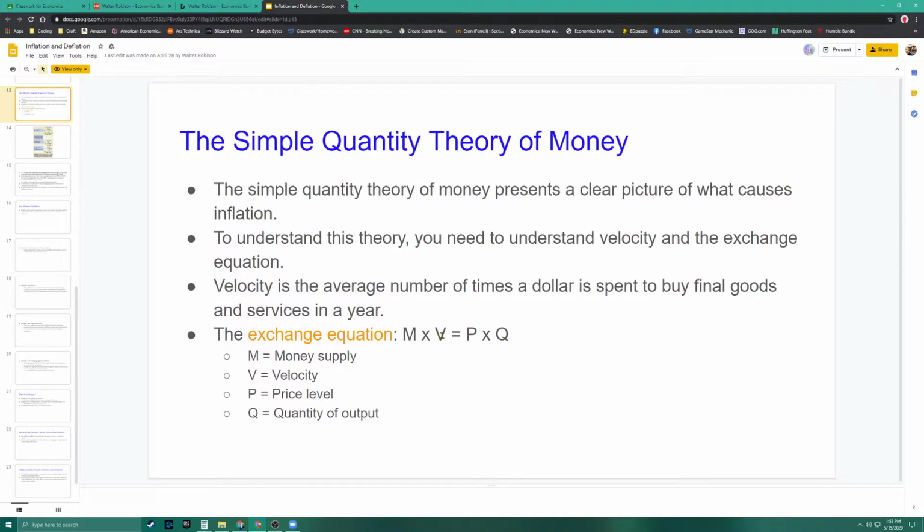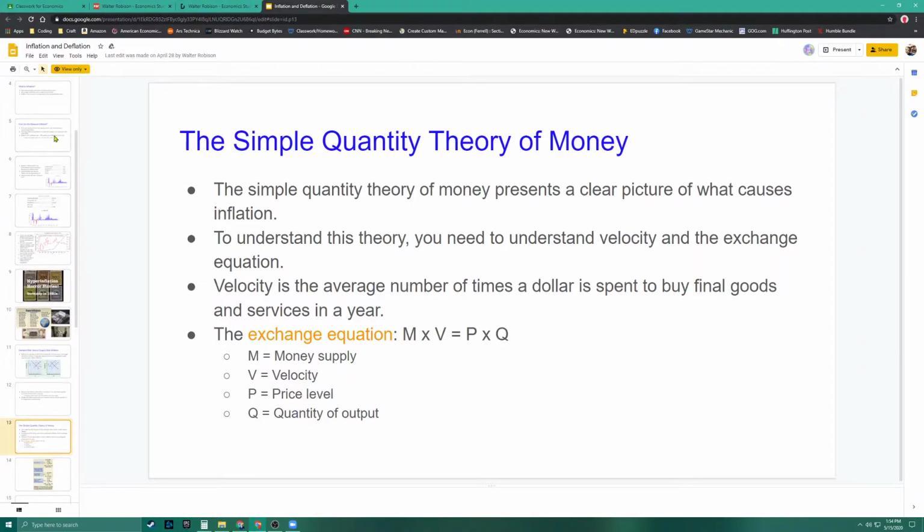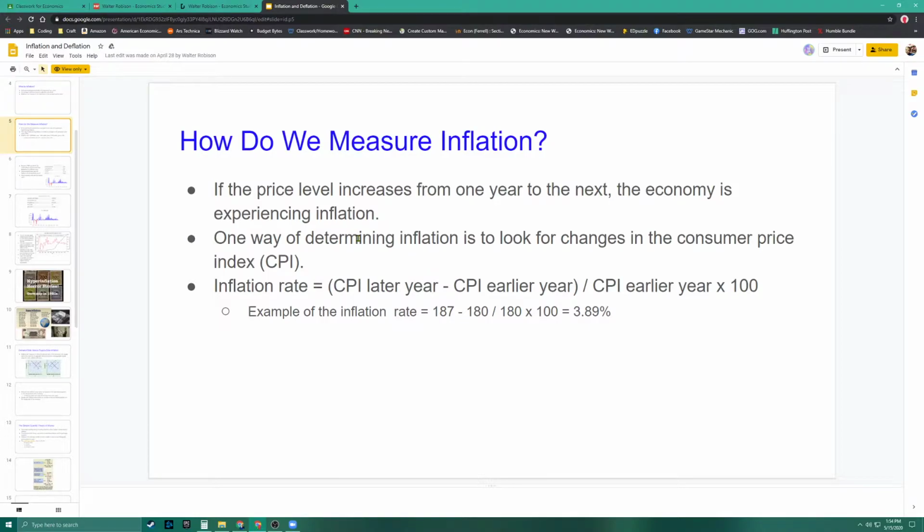Okay, it's important to understand that, and this is the actual formula that people use to figure out what are the causes of inflation. Is it any of these things? But at the same time, we also have another formula that we have to use, which is the inflation rate or deflation rate. They use the same numbers. So you're going to take CPI from the latter year, subtract that from the CPI of the earlier year, divide the results of that by the CPI of the earlier year, and then take the results of that and multiply it by 100. So it's a multi-step process.